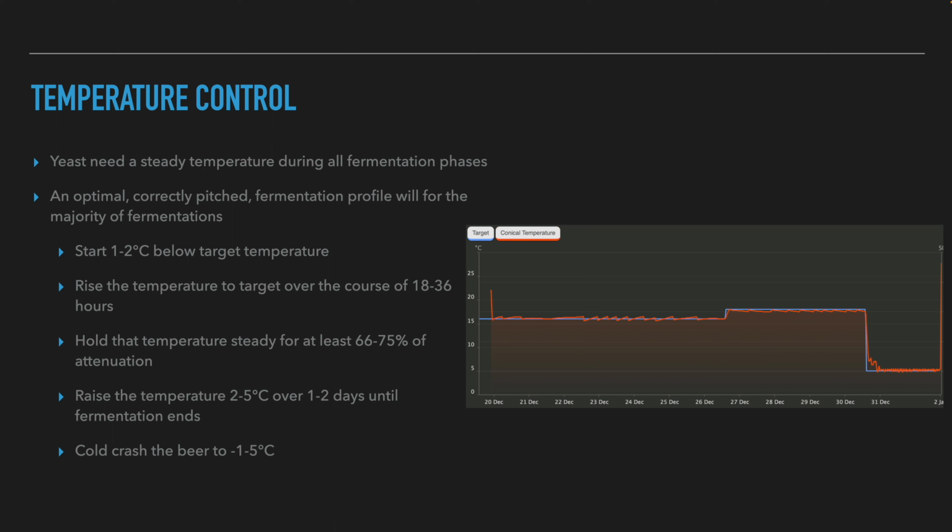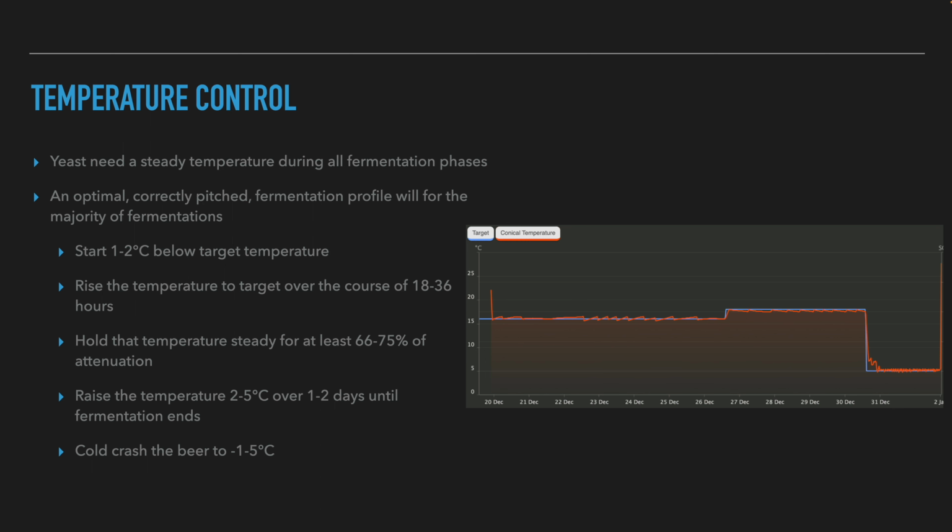Then raise the temperature to the main fermentation temperature of the yeast during 18 to 36 hours. So we actually increase by 2 degrees in 36 hours. It's a very slow increase. After that, we will maintain this temperature until 66 to 75% of the sugars have been metabolized.